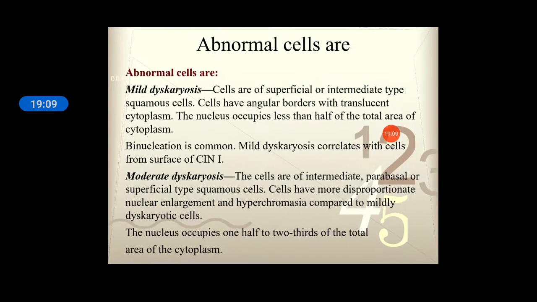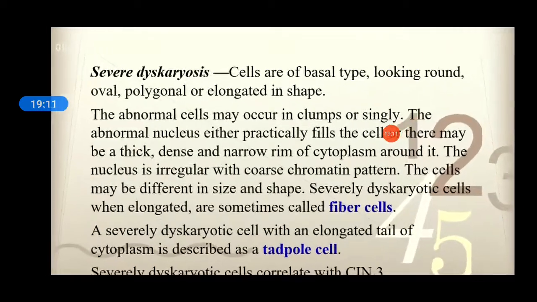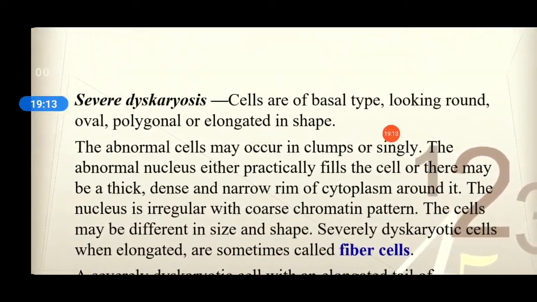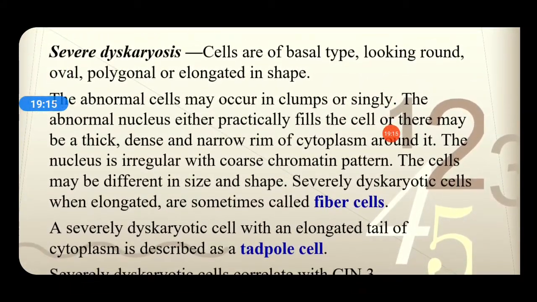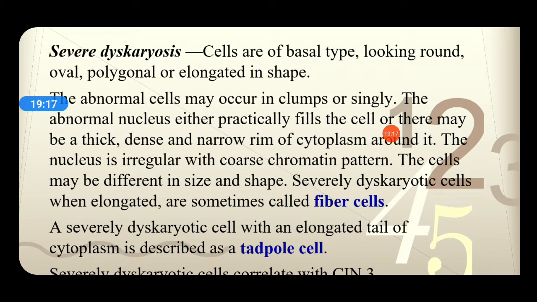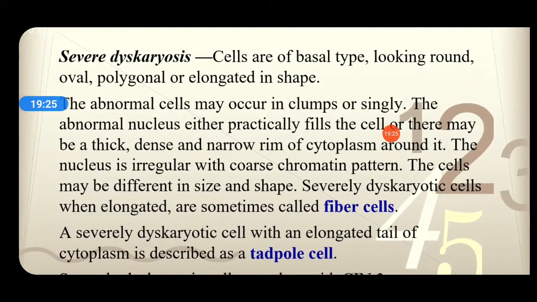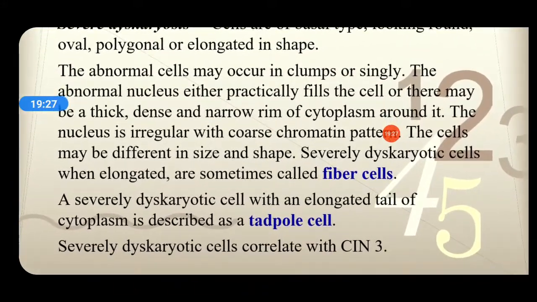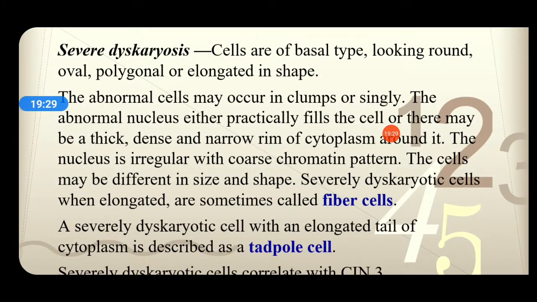So next is about severe dyskaryosis. So what happens in severe dyskaryosis? Severe dyskaryosis cells are of basal type. Usually the basal type of cells you will find here, looking round, oval, polygonal, and elongated in shape. So these are of different shapes. In cases of severe dyskaryosis, the abnormal cells may occur in clumps or singly.